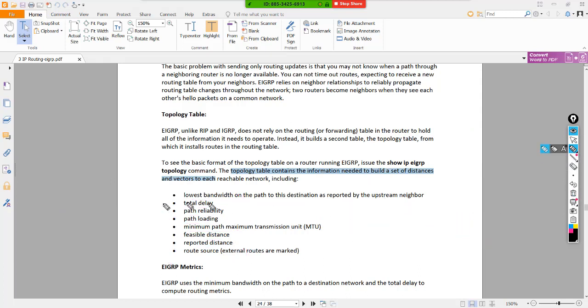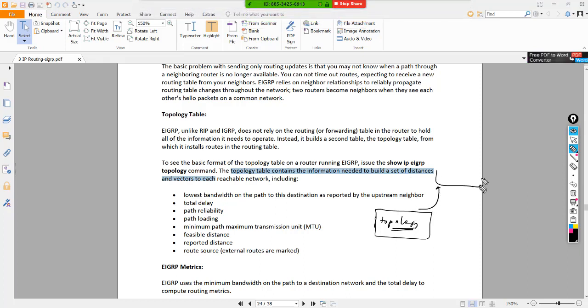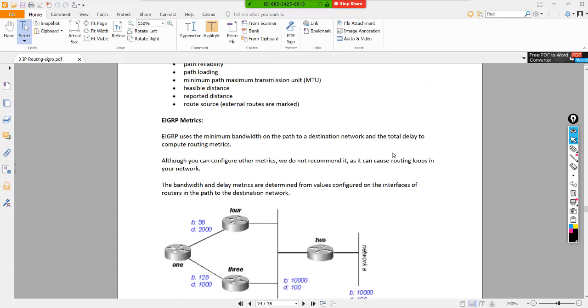Once they calculate, they will be put up in the topology table, and from the topology table, the best one will be placed in the routing table. That's how EIGRP makes use of its various tables to find the best path to reach the destination. Now, regarding the EIGRP metric, how are you going to find the best path?